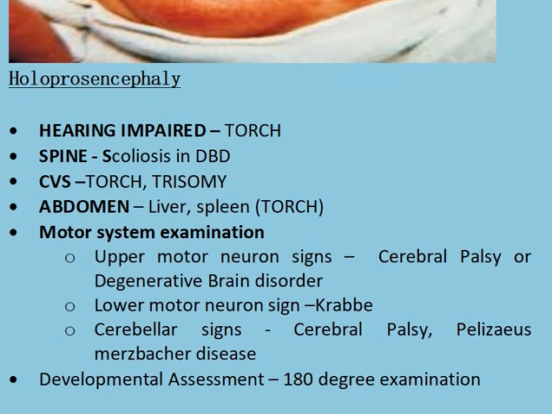Then you check for hearing impairment for the TORCH; spine, scoliosis in degenerative brain disorders; cardiovascular system for the TORCH or trisomy which have associated cardiovascular abnormalities; abdomen for the liver and spleen that can be enlarged in case of TORCH infection. For the motor examination, you check the upper motor neuron signs, which are present in cerebral palsy and degenerative brain disorders, whereas lower motor neuron signs are present in Krabbe disease. Cerebellar signs are present in cerebral palsy and Pelizaeus-Merzbacher disease.